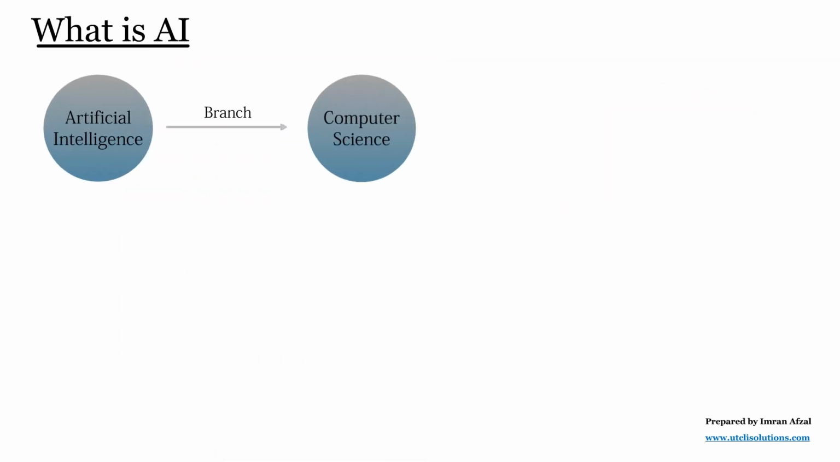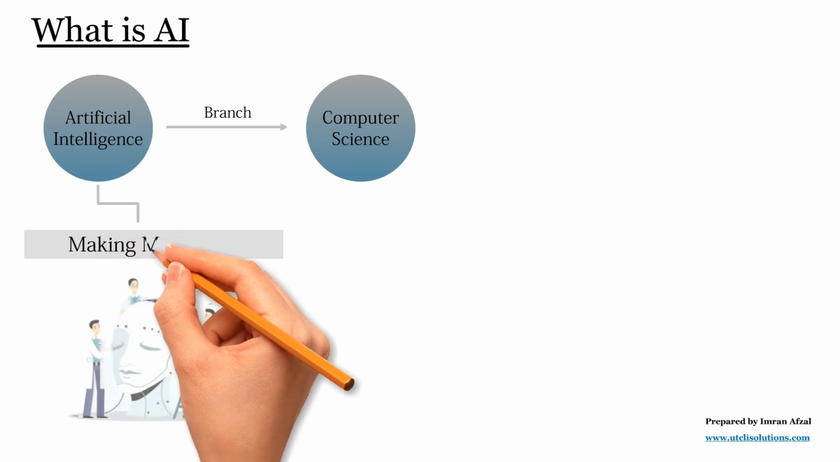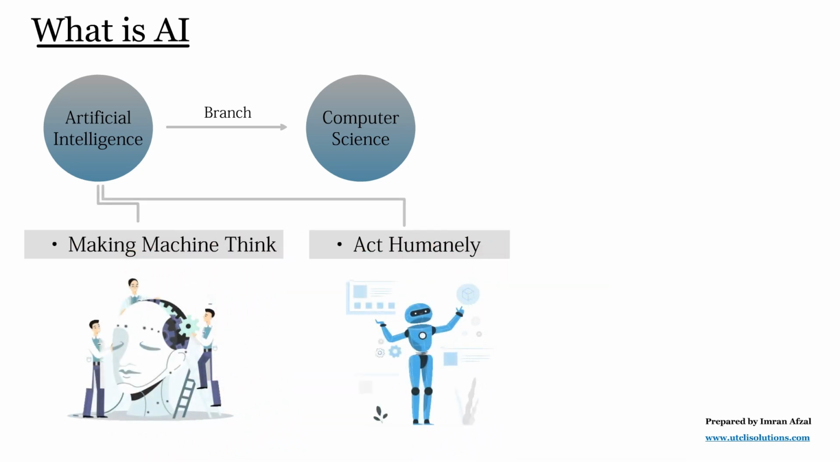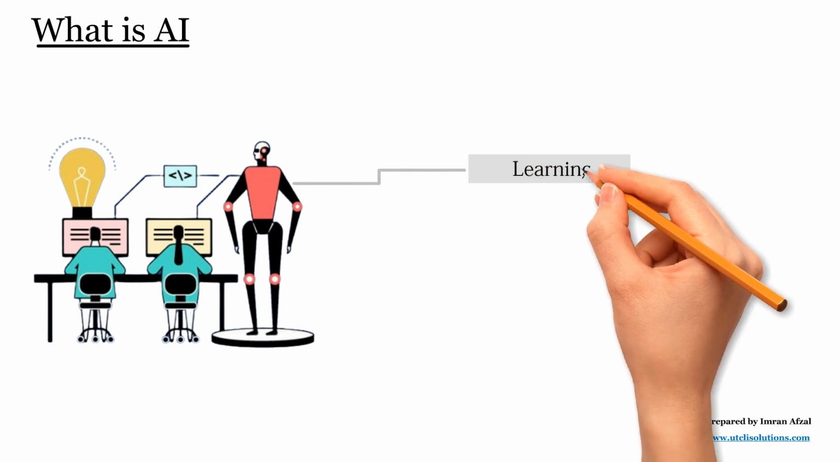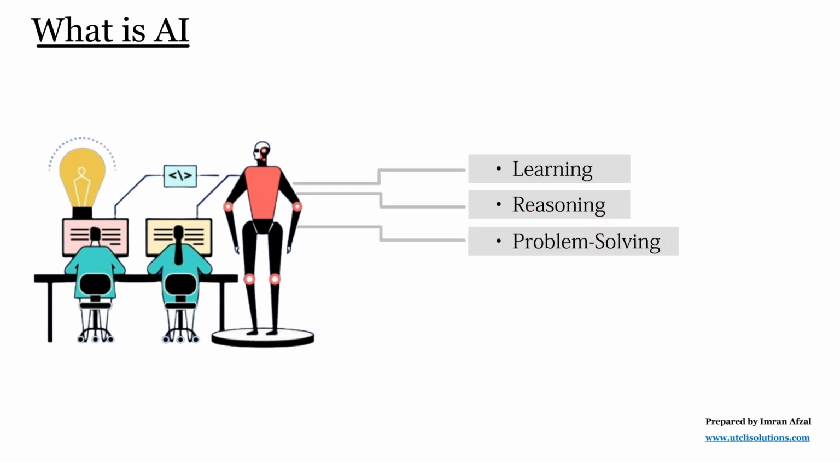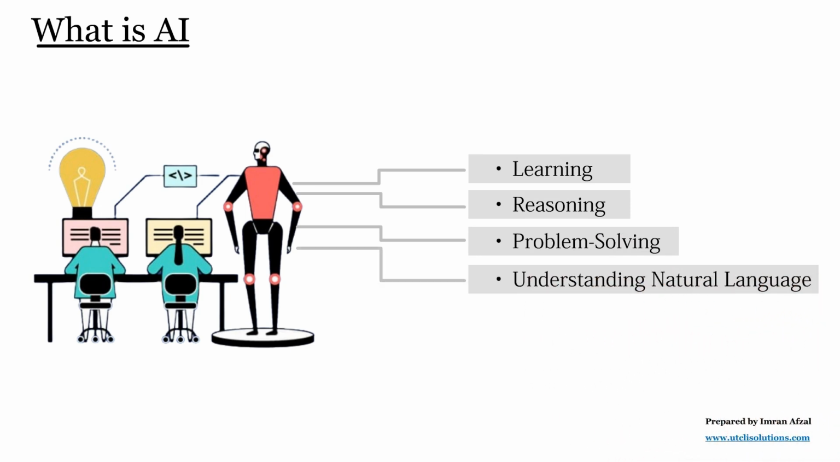AI is a branch of computer science that is about making machines think and act humanly and rationally. Yes, you heard it right. With AI, machines can act and think logically, just like you, me, and all of us, and at some point more efficiently than us. AI-made machines can perform tasks like learning, reasoning, problem solving, understanding natural languages, and understanding of the environment as well. These days, AI is helping us in every aspect of our lives.